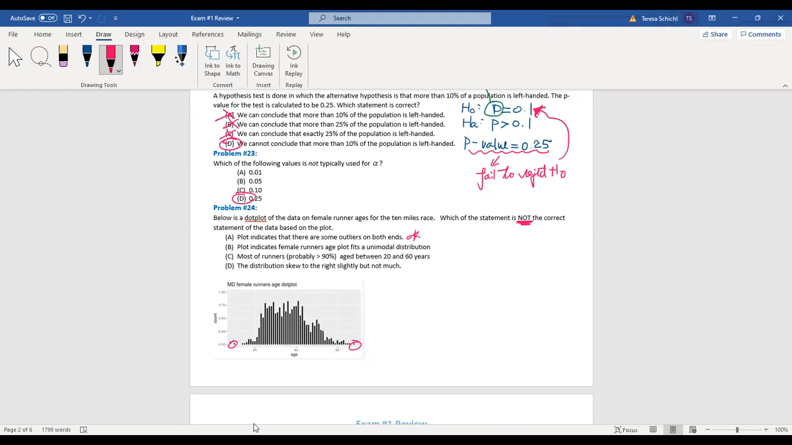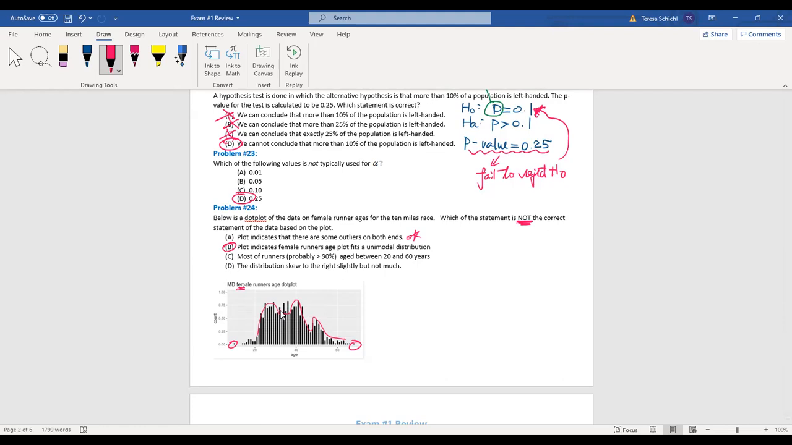Now part B says the plot indicates female runners. This is a female runner plot, and it fits a unimodal distribution. Well, the unimodal is in here. It seems I have several peaks, right? So it doesn't look like a unimodal. So this probably is not true. Let's take a look at the other ones to see if any other will be not true.